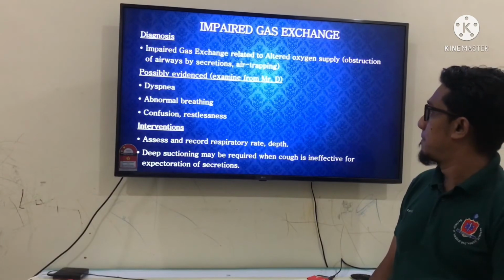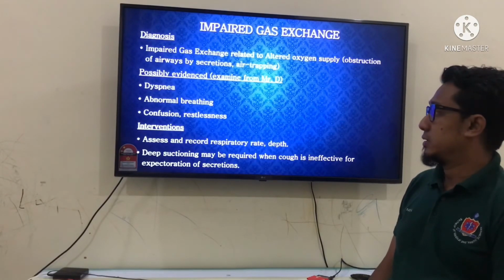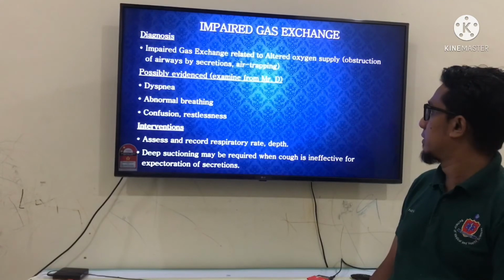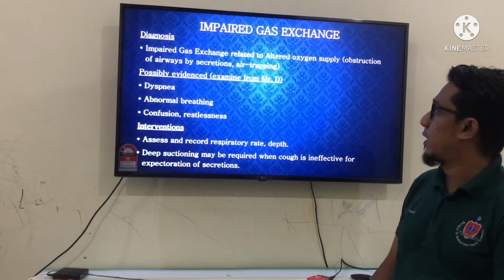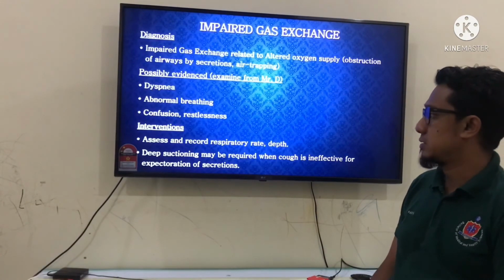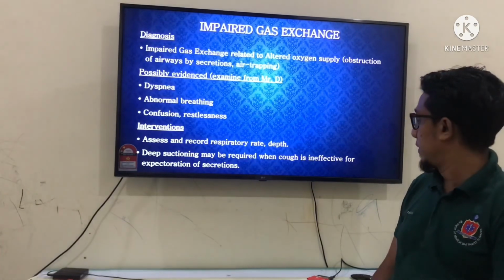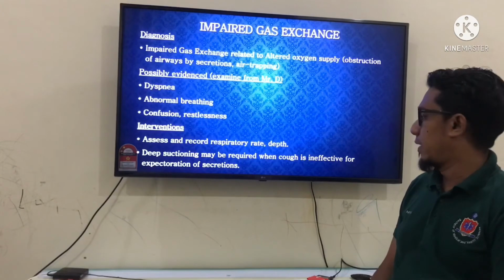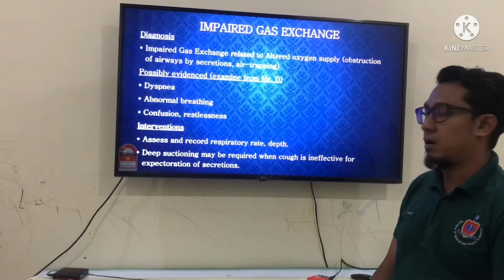Okay, the third is impaired gas exchange. Diagnosis: impaired gas exchange related to altered oxygen supply, obstruction of airways by secretion, and air trapping. Possible evidence shown by Mr. D is dyspnea, abnormal breathing, confusion, and restlessness. Okay, for intervention, assess and record respiratory rate. Deep suctioning may be required when cough is ineffective for expectoration of secretions.